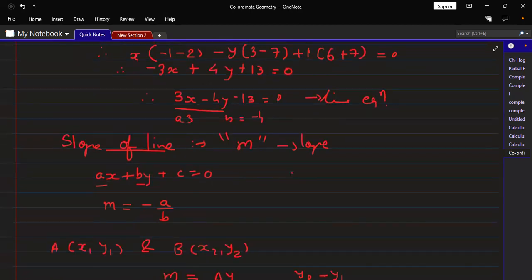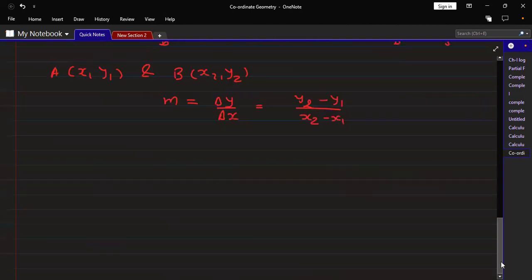for example, line L: 3x plus 5y equals 7. So here a is 3, b is 5, and c is 7 according to the general equation. So m equals minus a upon b. So minus 3 upon 5, which is our given slope from the line equation.